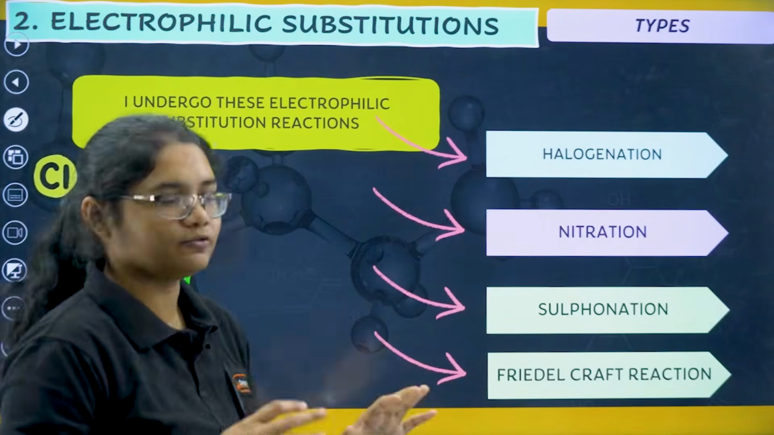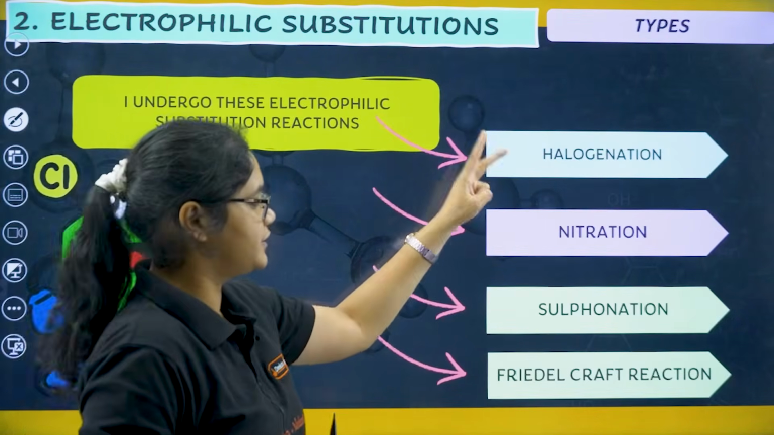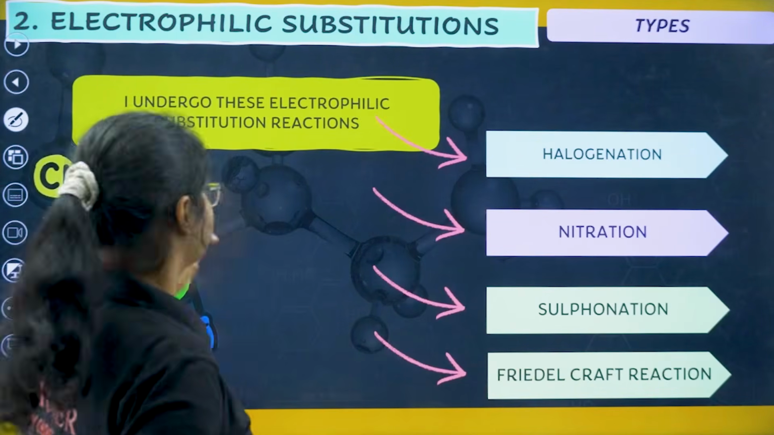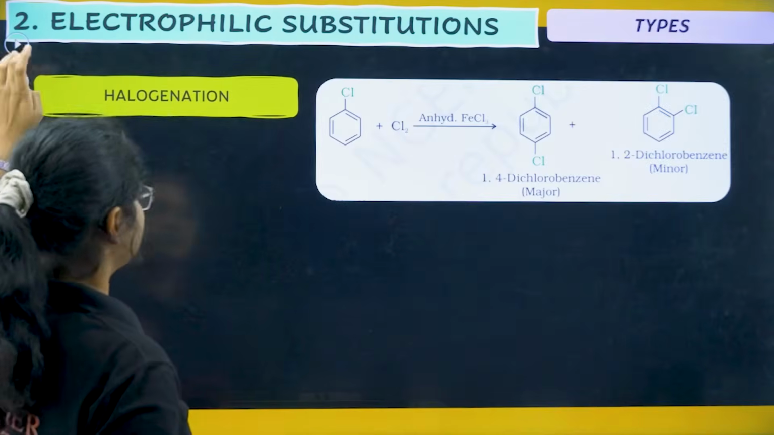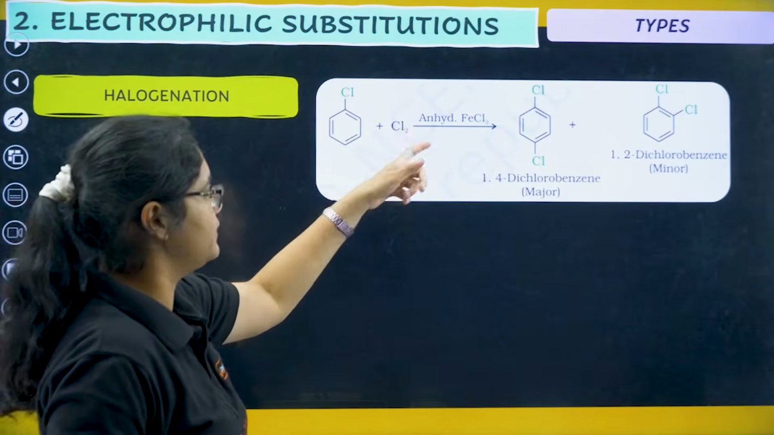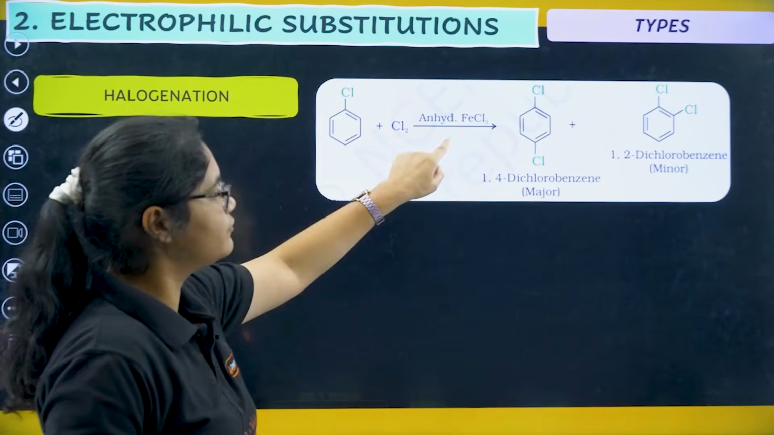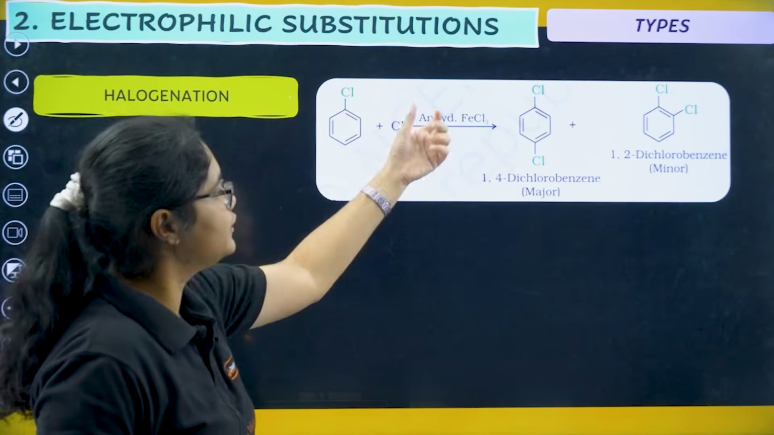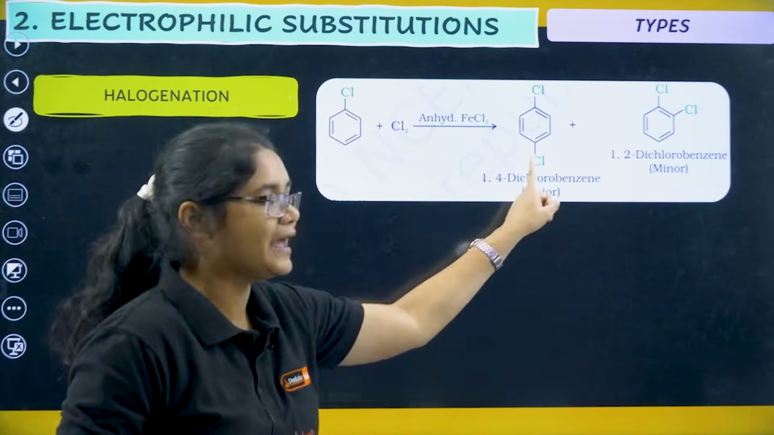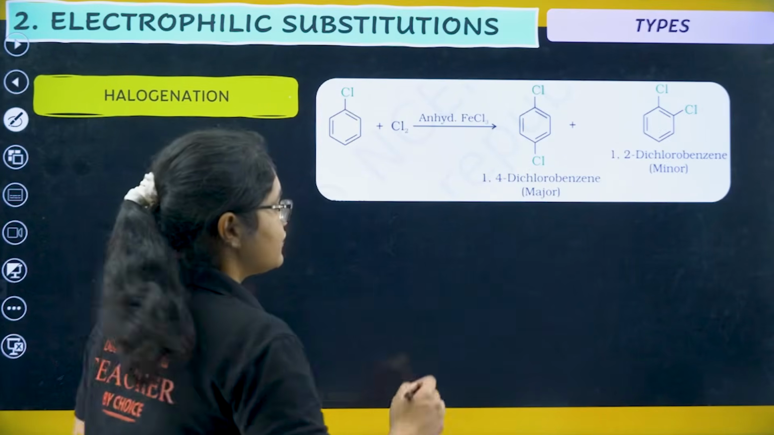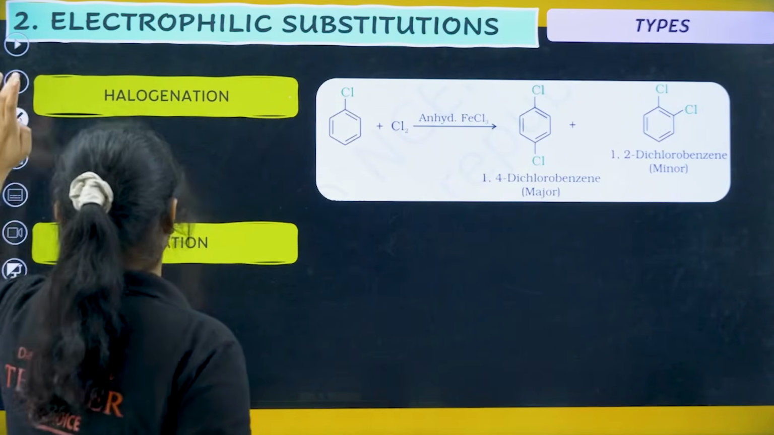Now we will see what types of electrophilic reactions we have. Four types of electrophilic reactions are there: halogenation, nitration, sulfonation and Friedel-Crafts reaction. If I show you the halogenation reaction, what is the reagent you have to remember here? For chlorination, bromination, you have to use Cl2 with anhydrous FeCl3. There is already a chlorine and the new chlorine will be attached at ortho and para positions. The para product will be the major product. Remember, the para product will be the major product.